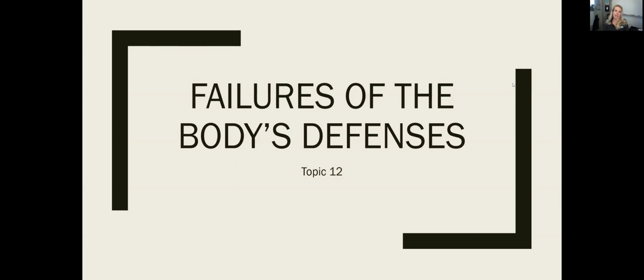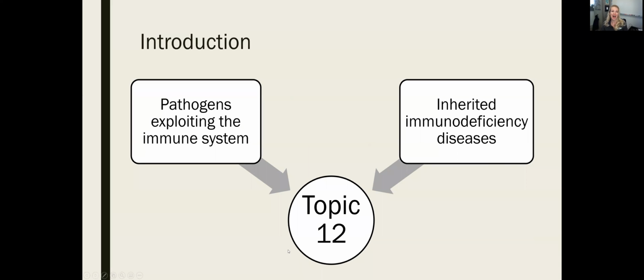For our discussion in topic 12, we are going to be looking at really two different ideas, combining the two different ideas. One about pathogens and how they have mechanisms in place to try to evade or trick the immune system so that they can survive.